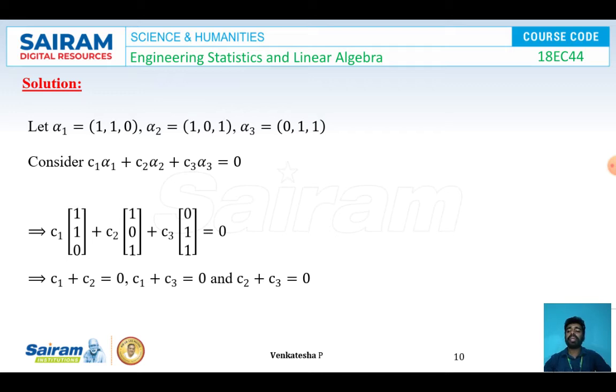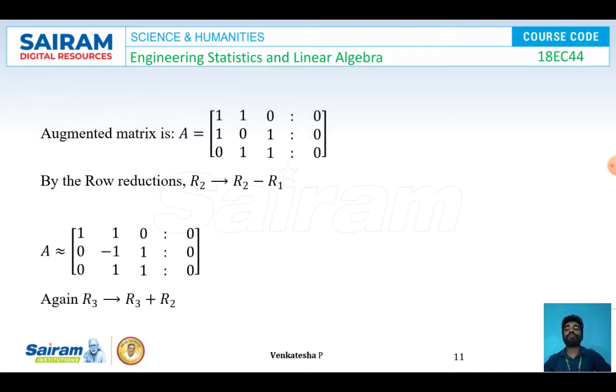Now taking these three equations in terms of an augmented matrix, I got the augmented matrix A: [1 1 0 | 0], [1 0 1 | 0], [0 1 1 | 0]. Now I'll be performing a series of row transformations to get the echelon form. I'll be calling row 1 as R1, row 2 as R2, row 3 as R3. I'm going to first convert the first entry of R2 to 0. The operation is R2 implies R2 minus R1.